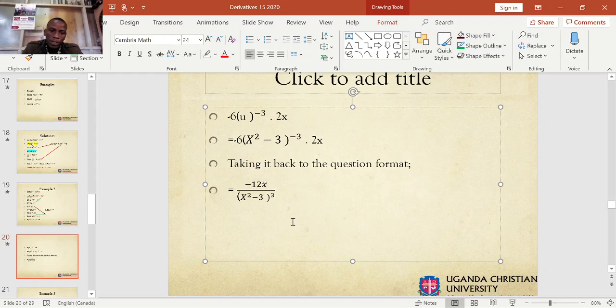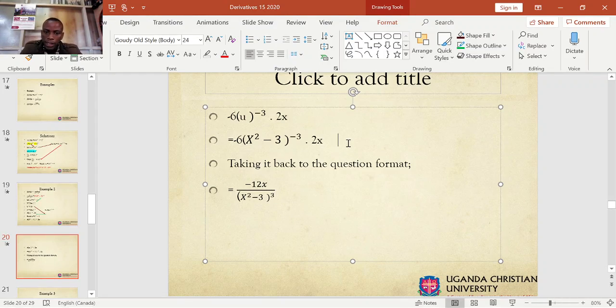Okay, so we can now take this back to the equation format. Taking it back to the equation format is very simple. You recall what we did, so we're just going to do the reverse of what we did.